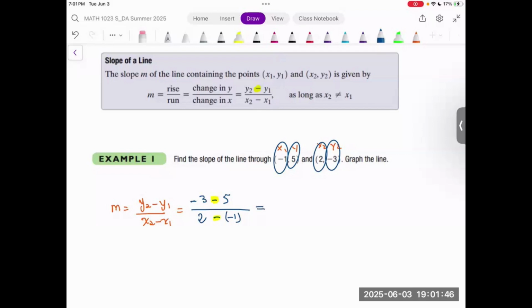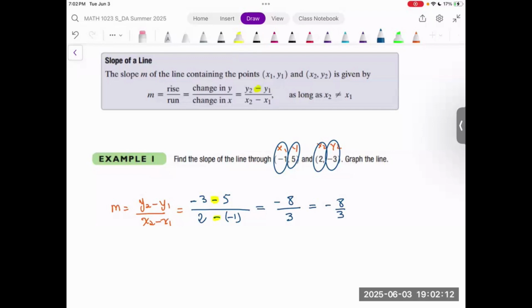Minus 3 minus 5, what is it? Okay, so I'm going to do a review about this, right? This is going to be negative 8. 2 minus minus 1, what is it? 3. And this is going to be minus 8 over 3. So far, so good?